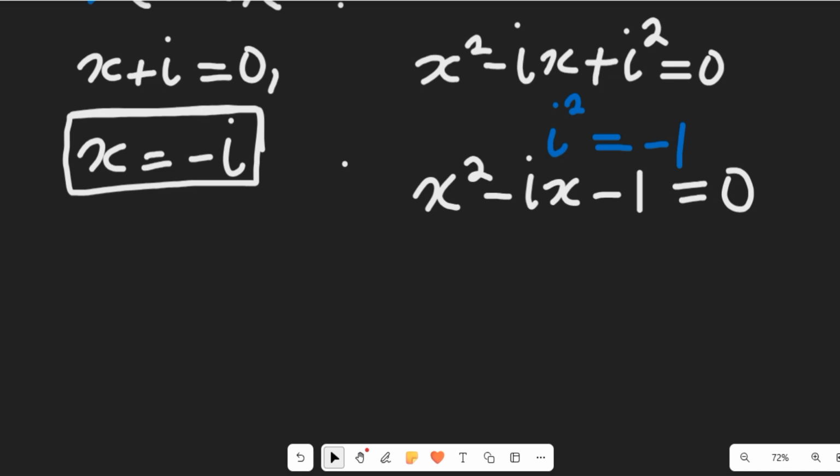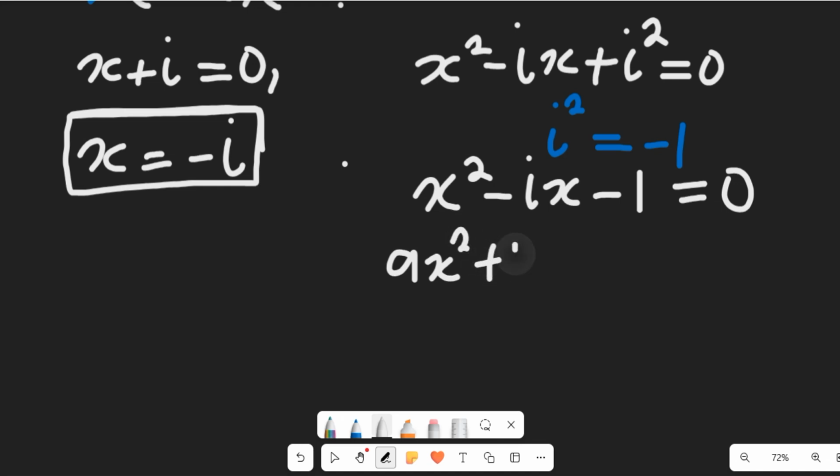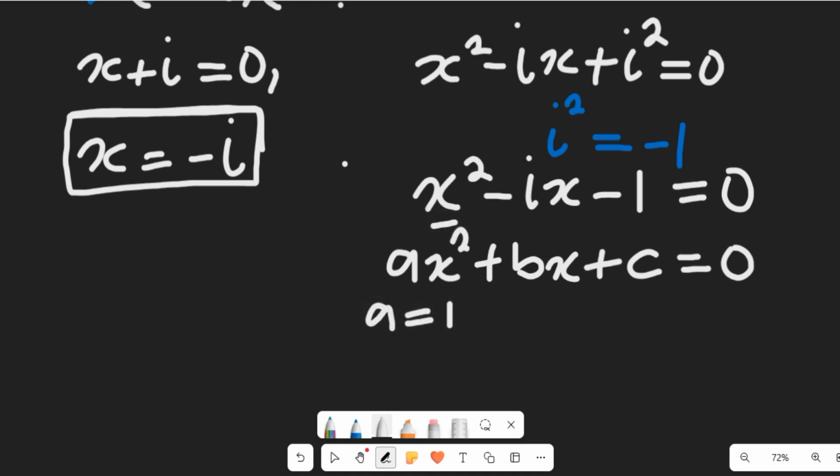Now if you look at this expression very well, you will see that this expression looks like ax square plus bx plus c equal to 0. So that means this will give me an algebraic expression. From there, you will see that a will be equal to 1 here, then b will be equal to minus i, and then our c will be equal to minus 1.